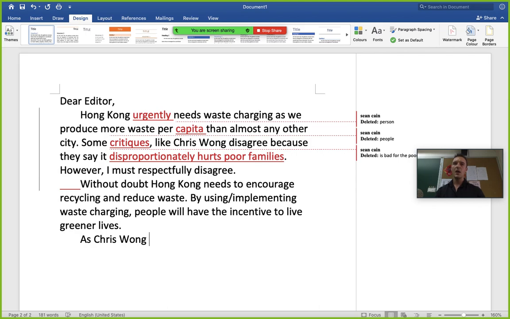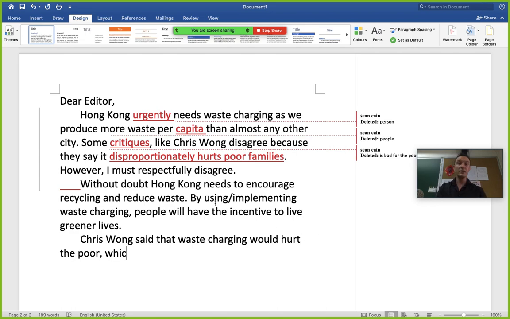It's Chris Wong. Now for this, let's just say Chris Wong is a famous person that people follow. Okay, Chris Wong said that waste charging would hurt the poor. That's a good argument against it, that if you have to pay an extra $50 a month to throw away rubbish, right now it's free, that does affect a poor family a lot. Or we don't know if it's 50, if it's 100, but for this it doesn't matter. It's just you have to pay something. It's not good, especially for poor people.